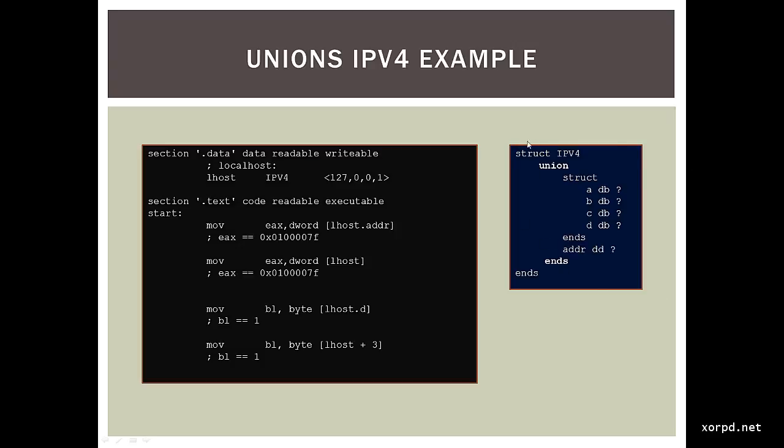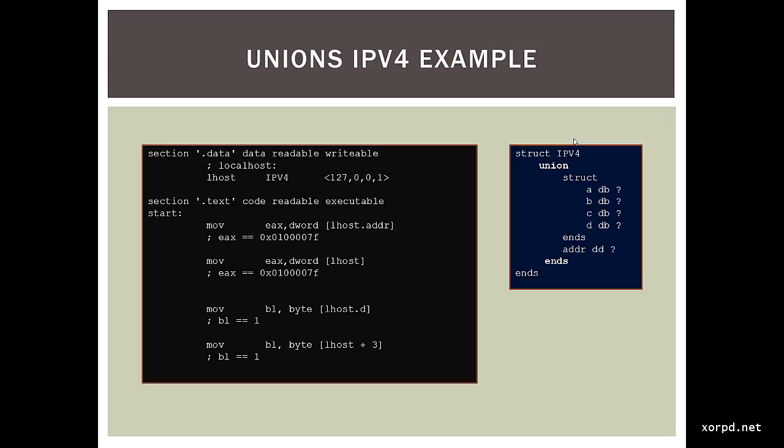We have this union that we have defined of the IPv4. I remind you the structure here. This structure IPv4 is a union which contains two different representations for a D-word. The first representation is those 4 bytes, A, B, C, and D, which refer to the 4 bytes of the D-word. The second representation is as a whole D-word, which is called address. The total size of the IPv4 structure is exactly 4 bytes, or 1 D-word.